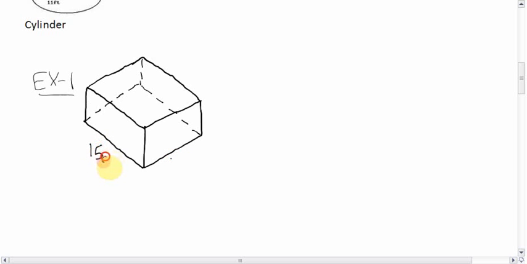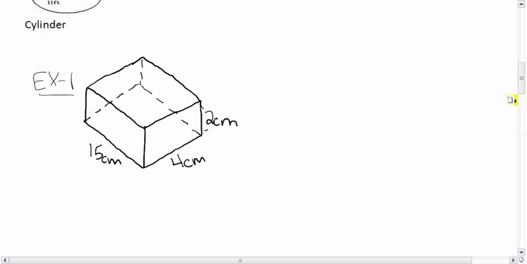Alright, so here's a rectangular prism where we're told, let's say that this side here is 15 centimeters. And let's pretend that this here is 4 centimeters. And then the height or the thickness of the entire thing is 2 centimeters. So from there to there is 2 centimeters. 4 right there, 15. I know it's not drawn to scale, whatever.